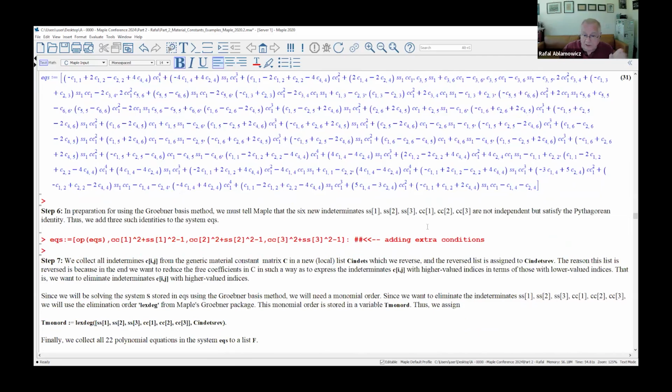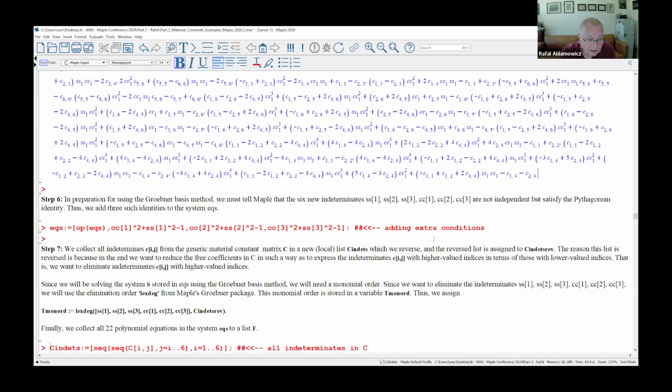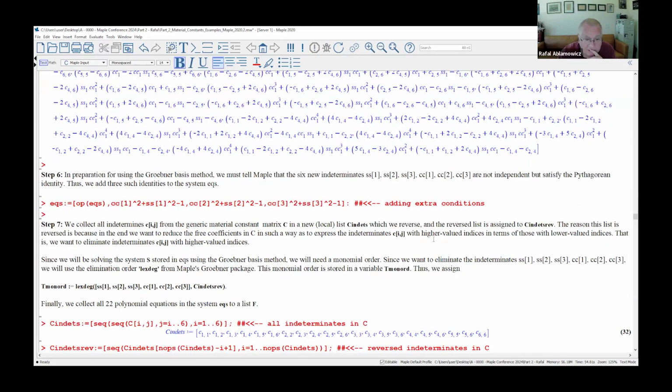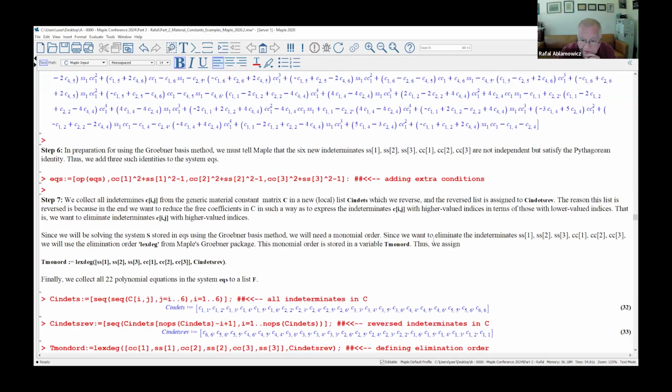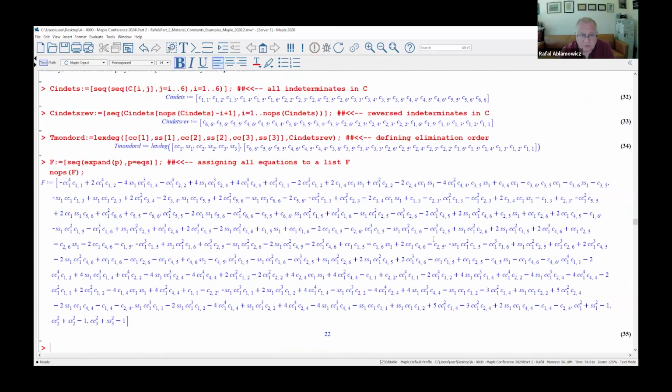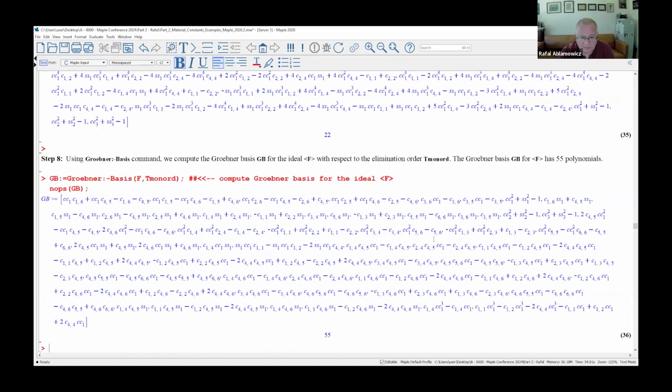All right, now here we are adding the extra conditions. Those are the Pythagorean conditions. Now we are getting ready to apply the Grobner basis method. So we are defining indeterminates in C, those are the ones. Then we are defining the reverse indeterminates, and the reason for that is that we want to express coefficients with higher indices in terms of those with lower indices. We calculate the Grobner basis. Here's the Grobner basis calculation.